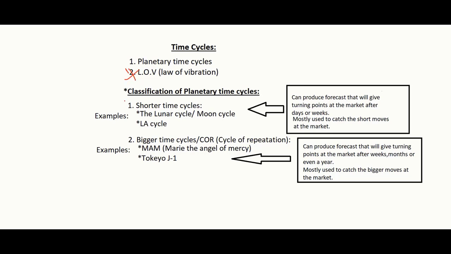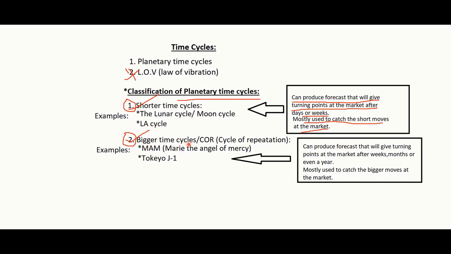Let's take a look at the classification of planetary time cycles. We can classify the planetary time cycles into shorter time cycles and bigger time cycles. Now, what are the shorter time cycles? Shorter time cycles can produce forecasts that will give turning points at the market after days or weeks. Mostly, it's used to catch the short moves at the market. What are the examples? The lunar cycle, also known as the moon cycle, and the LS cycle.